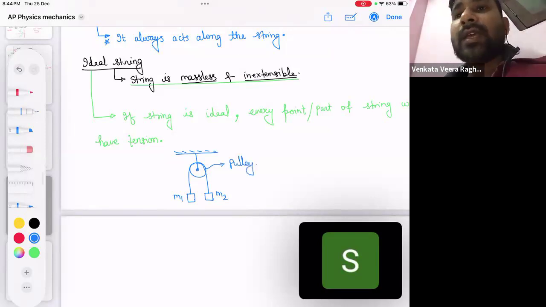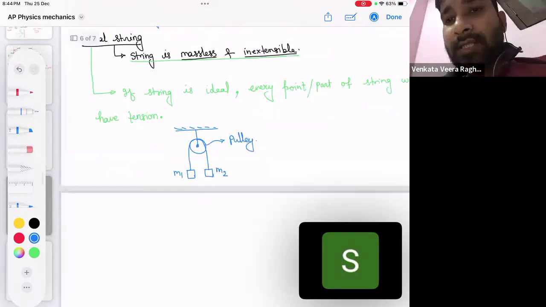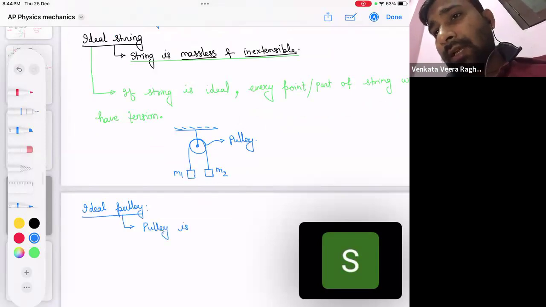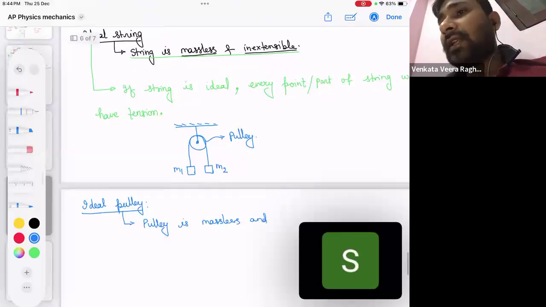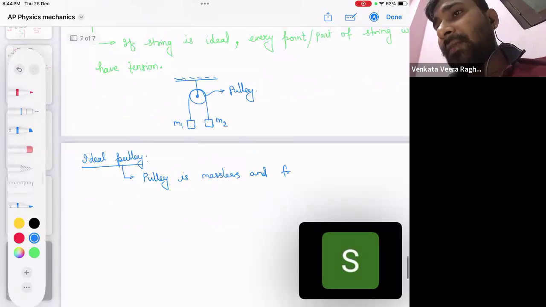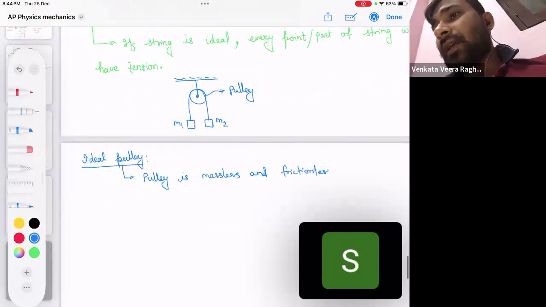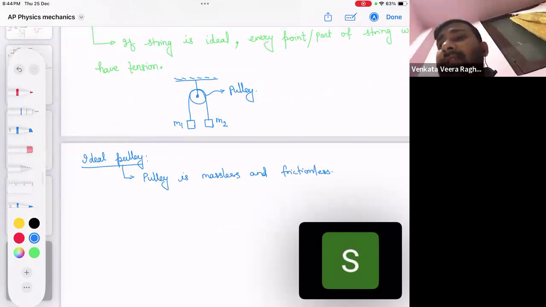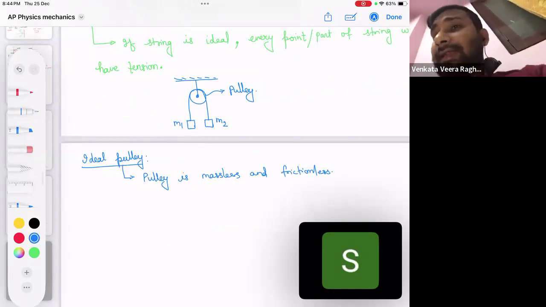Again, we are going to consider what kind of pulley first. First, we are going to consider an ideal pulley. Ideal pulley means what? The pulley is massless and frictionless. Frictionless means smooth. Understood? If a pulley is massless and frictionless, it will be called an ideal pulley.